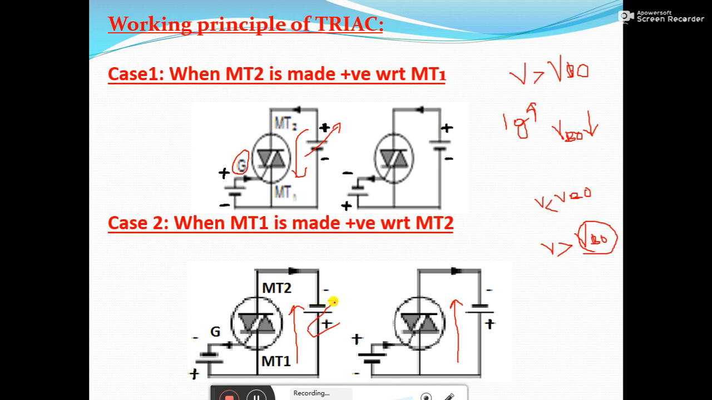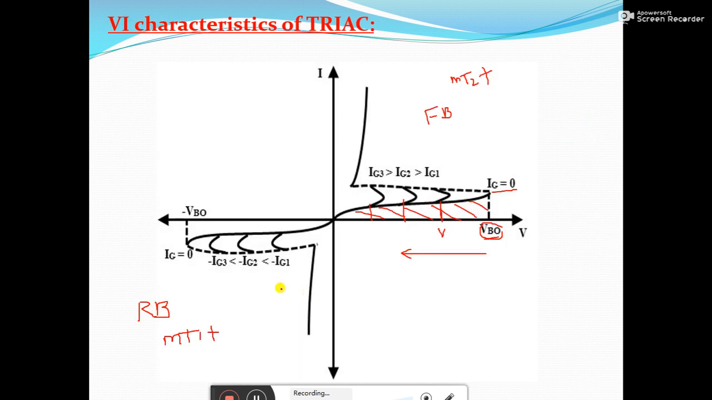So that's why both the voltage as well as the current are assumed to be negative. So the characteristics lie in the third quadrant. That is the only difference.